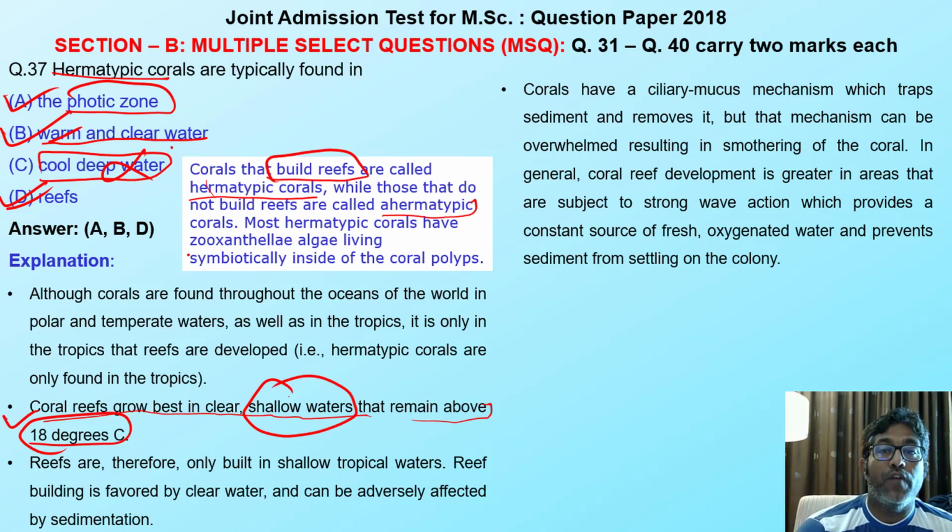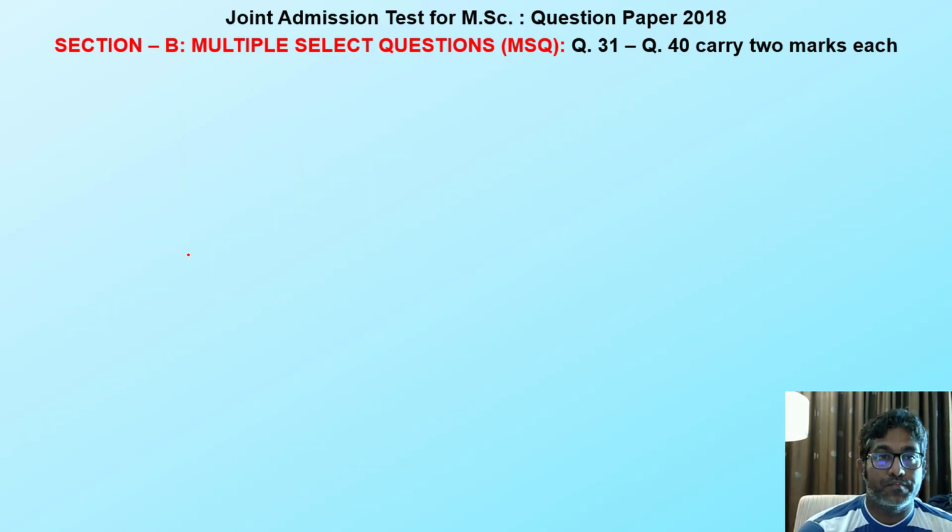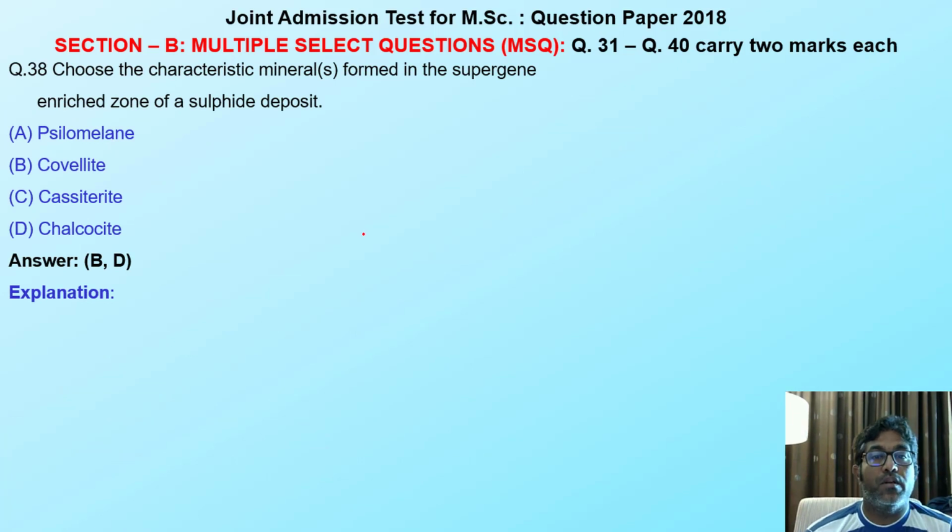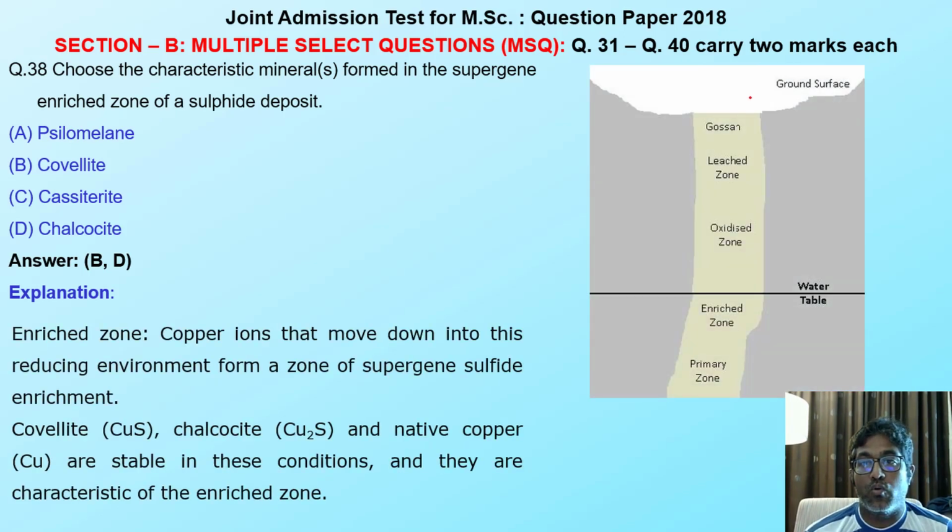Very simple. What you have to remember again is the definition. Choose the characteristic mineral formed in the supergene enriched zone of the sulfide deposit. You should know the zonation first. This is the gossan, leach zone, oxidized zone, enriched zone, and primary zone. Okay, so we are talking about the supergene enriched zone.